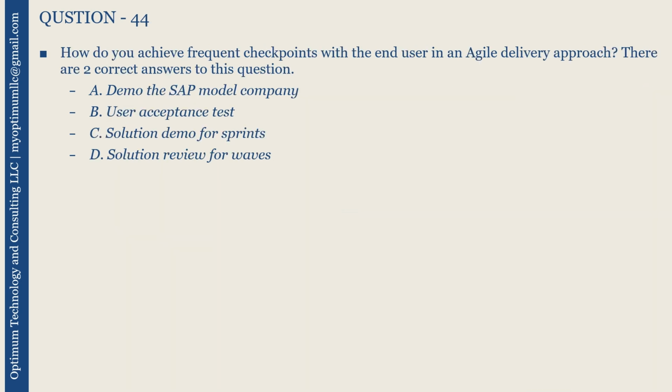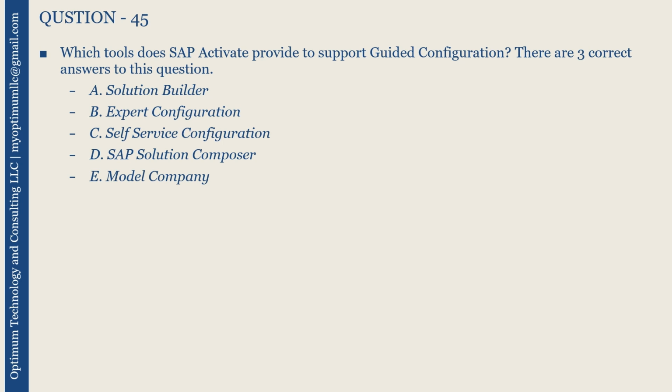Question 44. How do you achieve frequent checkpoints with the end user in an Agile delivery approach? There are two correct answers to this question. A. Demo the SAP model company. B. User acceptance test. C. Solution demo for sprints. D. Solution review for waves.